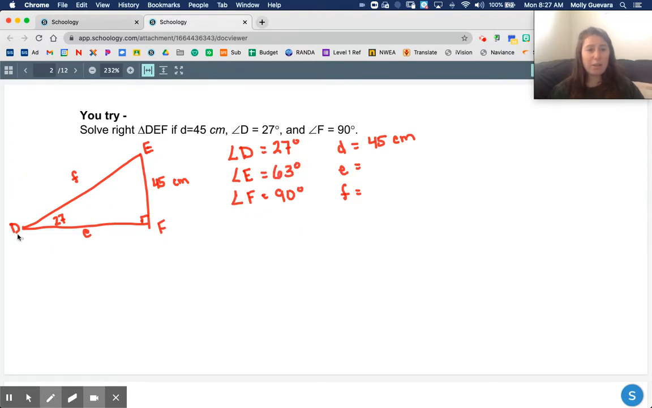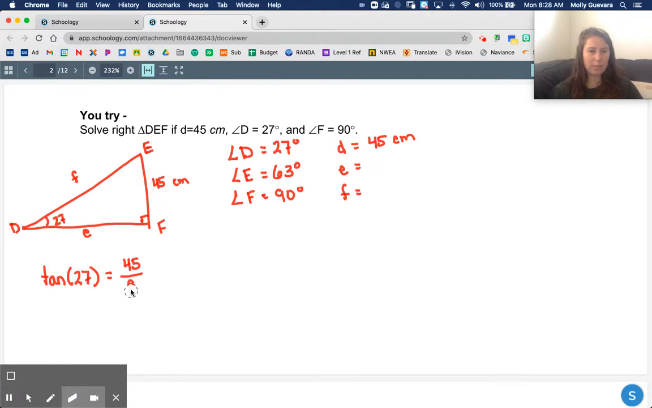So now that I know that, I'm going to look at what I'm given, which I'm going to use angle D, which is 27. And let's solve for E, because it's just the next one on our list. So I know opposite is 45, and I don't know adjacent. So opposite and adjacent is tangent again. So I'm going to use tangent of 27 is equal to opposite over adjacent.